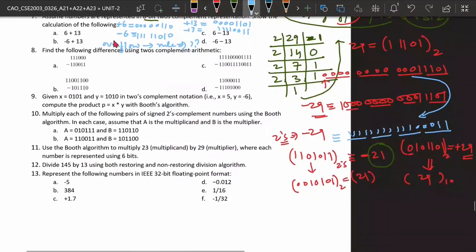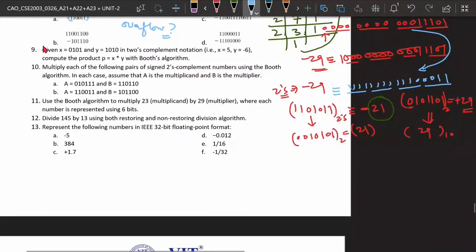Next one is: find the following difference using 2's complement. If two numbers are given, you need to find out the difference of these two numbers using the 2's complement method. Like this is one number, this is another number, and you want to subtract this number from the first one. Instead of subtracting, you can take the 2's complement of the second number, and then add the first and the 2's complement of the second one. Similarly, you can do the same for all, and also check for overflow. Comment on overflow.